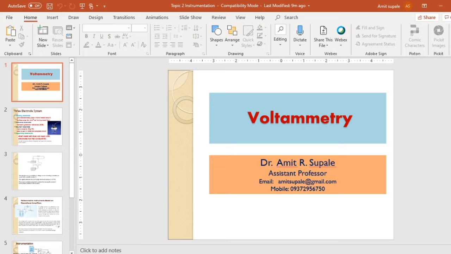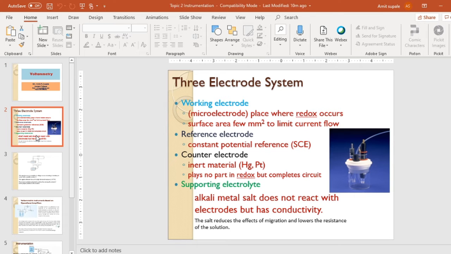And now we are seeing voltammetry, and in the previous chapter we have seen various basic terms which are used in voltammetry techniques and what is meant by excitation signal. In this topic we are going to see the instrumentation techniques that are used in voltammetry. To start the instrumentation, we must have knowledge of the electrode system that is used in voltammetry techniques.